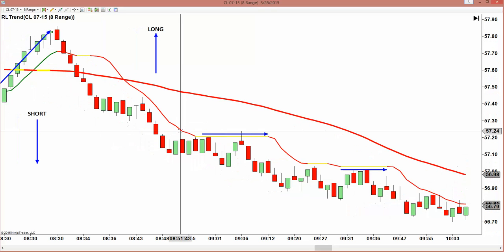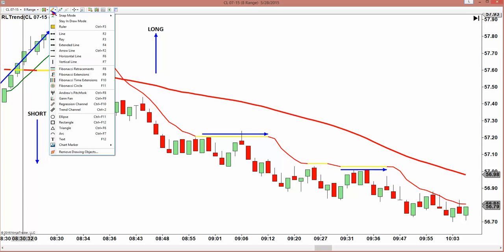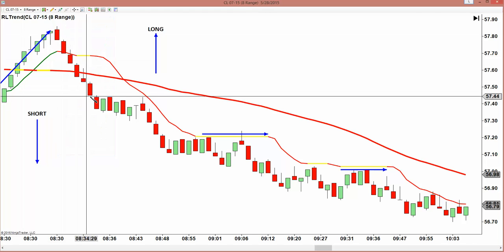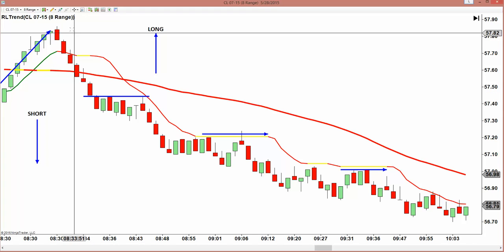Now I can see just one beautiful move here. I don't want to jump ahead, but I see it. There's your sideways price.